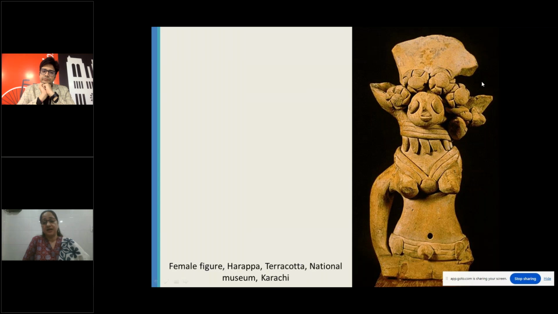Now, these cup-like head formations basically show that probably a lamp was lighted and the female was a part of some kind of a ritual program. So females in the Indus Valley civilization were not just meant for entertainment, but they were also worshipped.